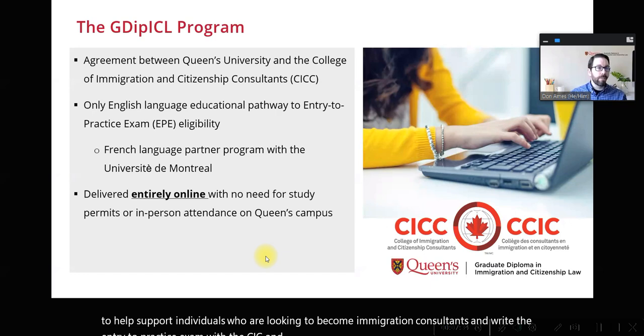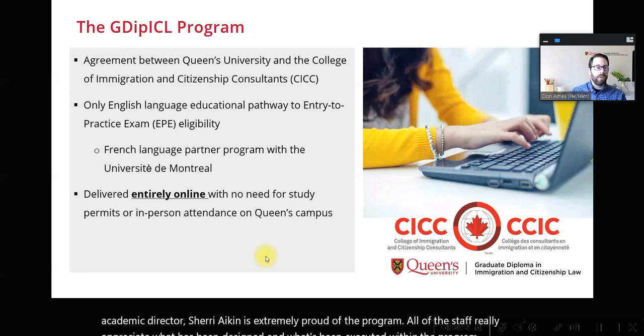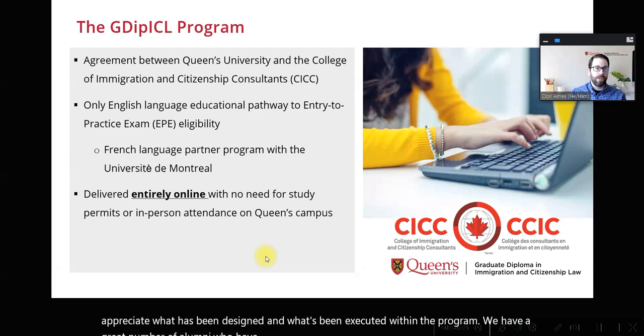And we've been executing this program ever since January 2021. So we are well into our understanding of how admissions works. We are going to be going into our 7th admission cycle, which is crazy to think about, but it is really exciting. And we're really proud of the program that we've put together here. We know that the academic director, Sherry Aiken, is extremely proud of the program. All of the staff really appreciate what has been designed and what's been executed within the program. We have a great number of alumni who have hugely benefited from attending. So there's lots of really great things we can talk about when it comes to this program.